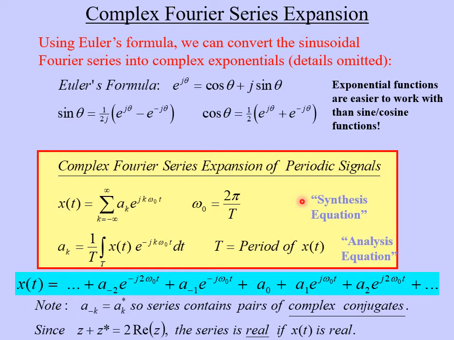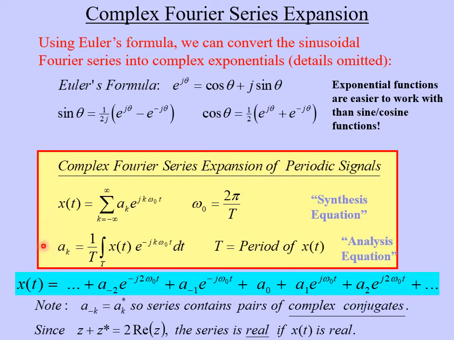Now, this equation right here is called the synthesis equation, because basically what it says is that any signal x of t that's periodic can be synthesized or made from a sum of complex exponential functions. Okay, if we write this out, it's going to look like this down here. And this is an infinite sum. Remember, it starts at negative infinity and it goes to positive infinity. So, you've worked with infinite sums like this in your math classes.